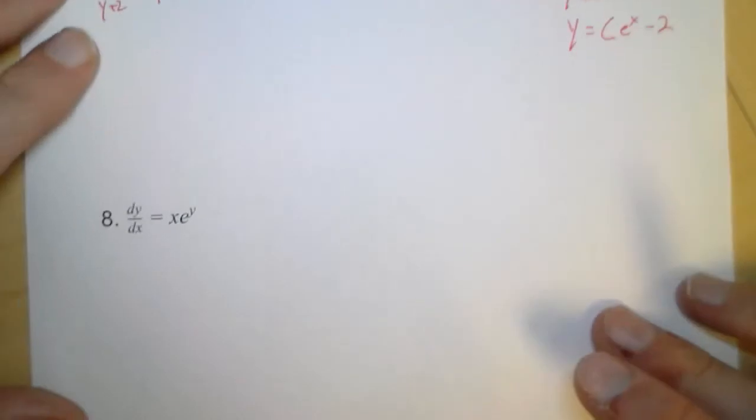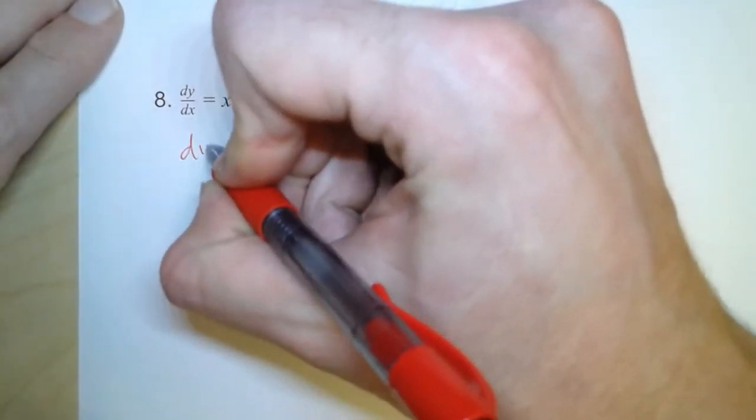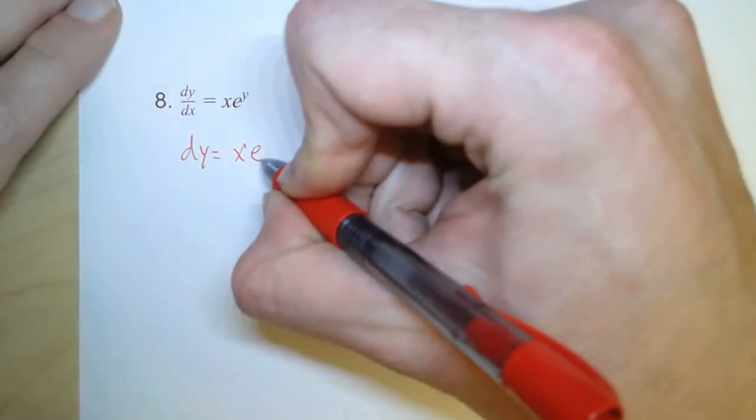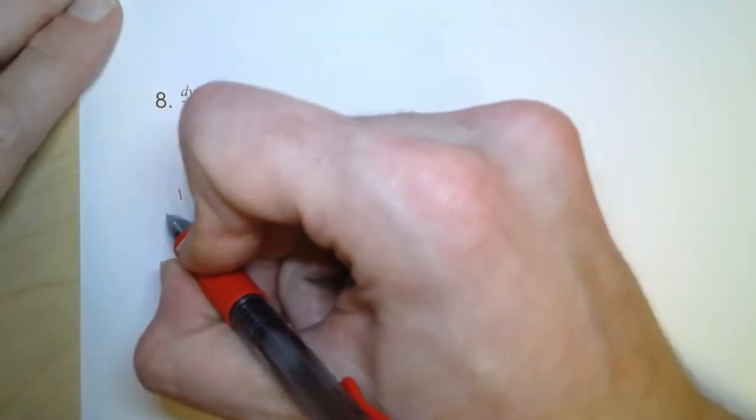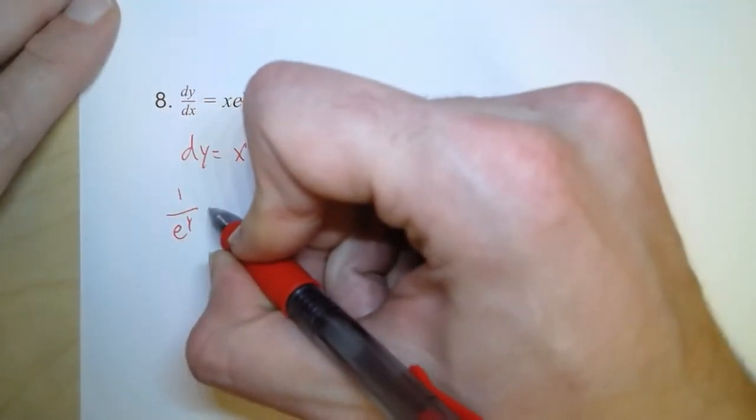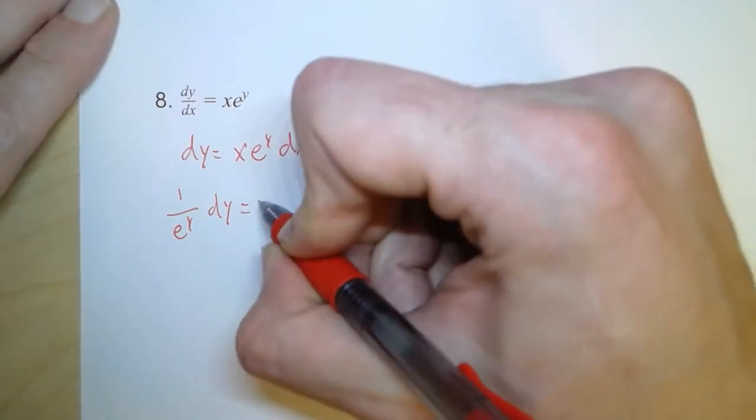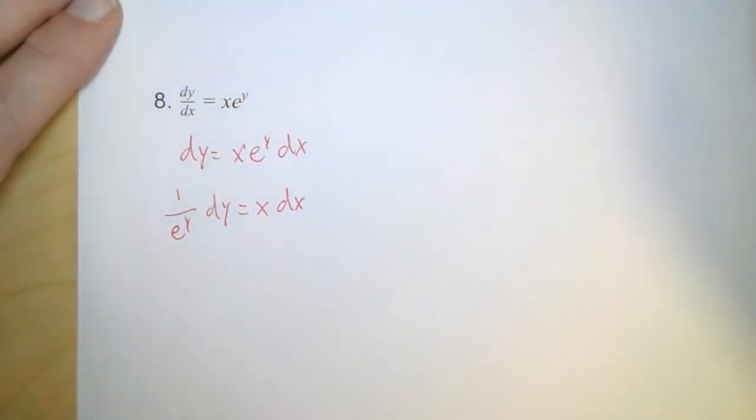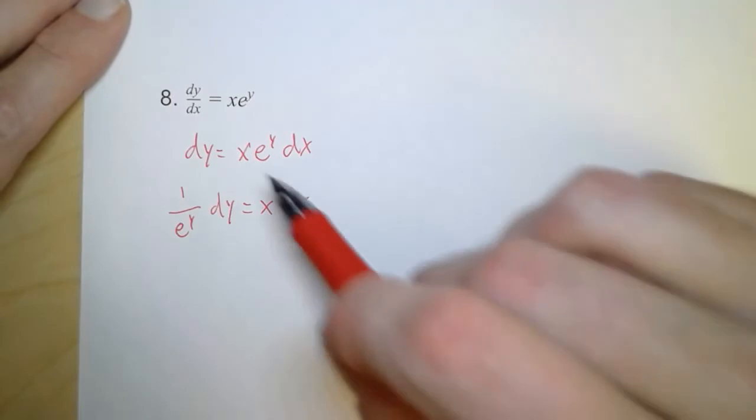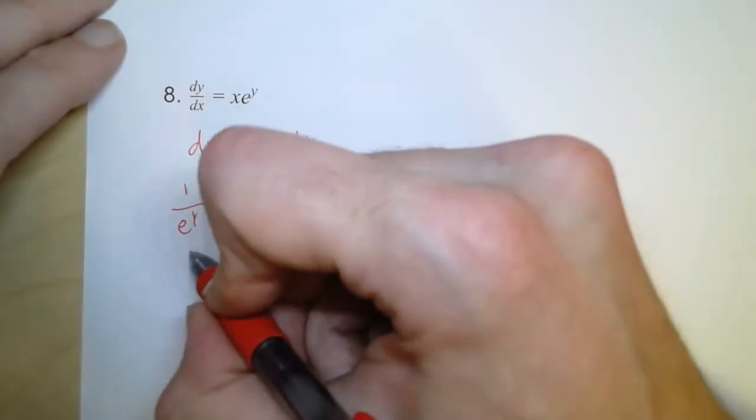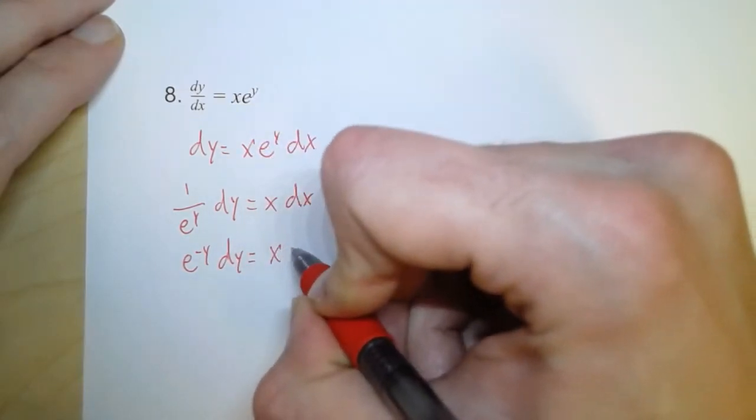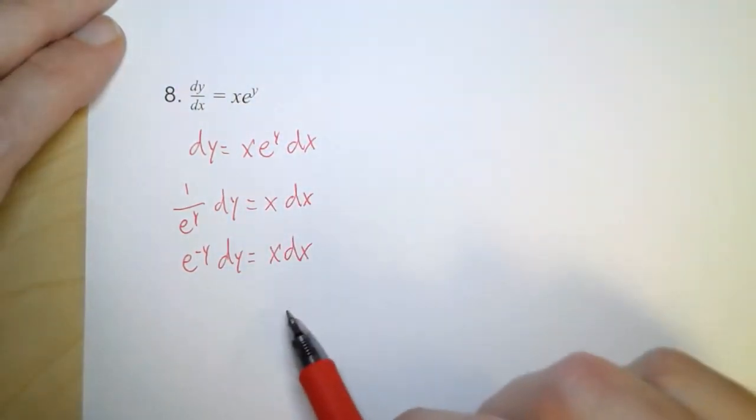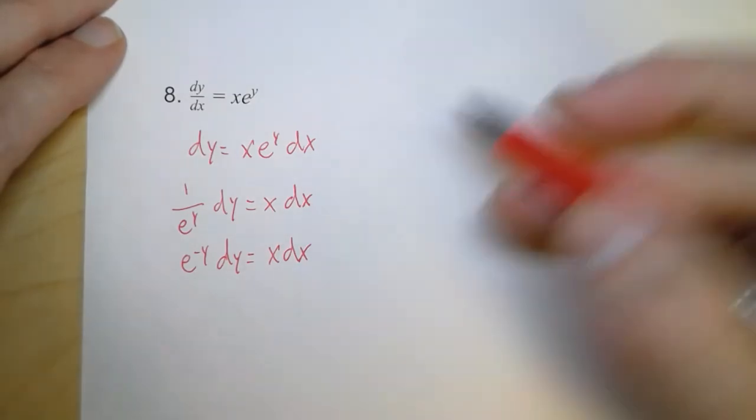All right, so on to the last one. Here, we multiply by dx. And so we have x e to the y dx, and then we have to divide e to the y over to the other side. So we have 1 over e to the y dy equals x dx. Now, to make this easier, when we integrate, I'm going to rewrite this as e to the negative y dy equals x dx. So this is what we get when we separate.